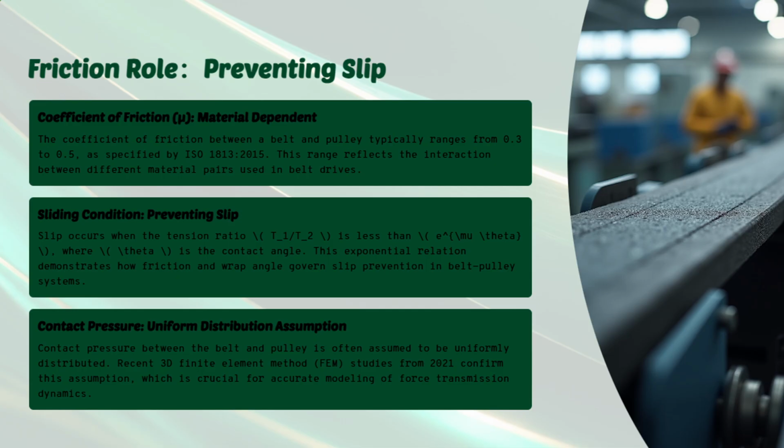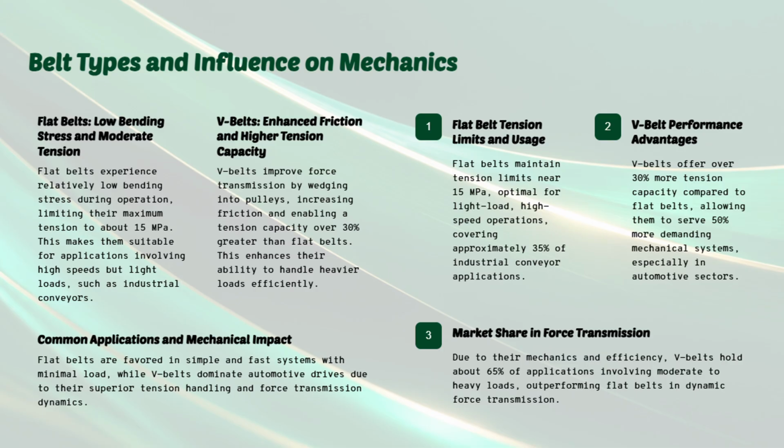efficiency. To accurately calculate these limits, engineers rely on a uniform distribution assumption regarding the contact pressure between the belt and the pulley surface. Advanced 3D finite element method studies have confirmed that assuming a uniform pressure spread across the contact zone is highly accurate, providing the mathematical foundation needed to design reliable industrial machinery.